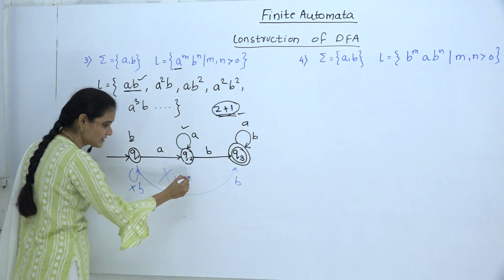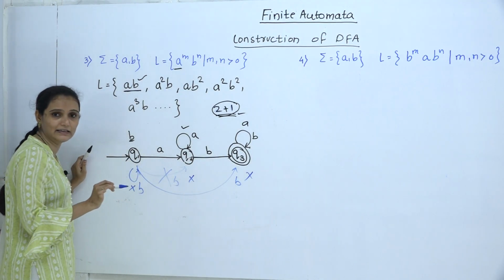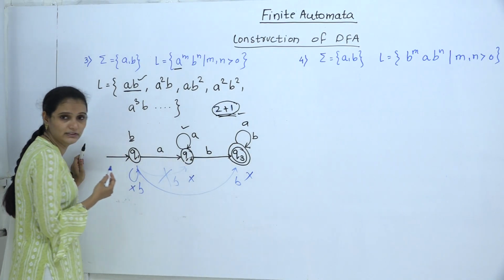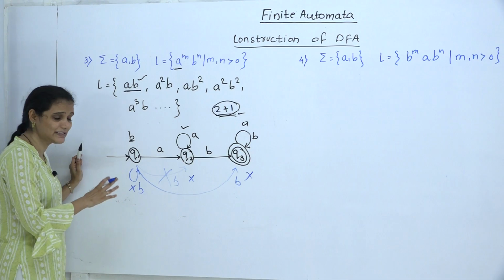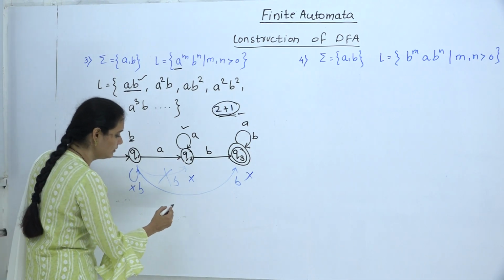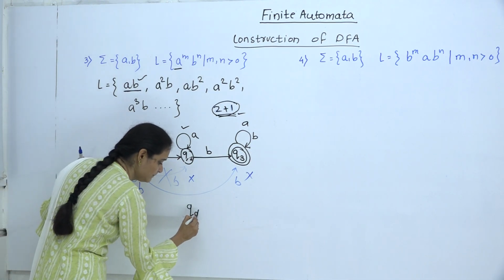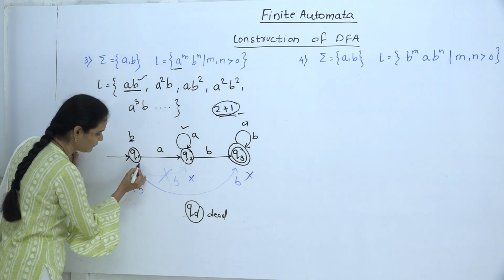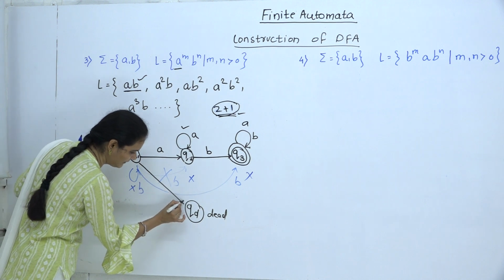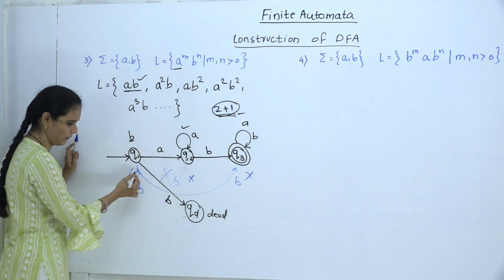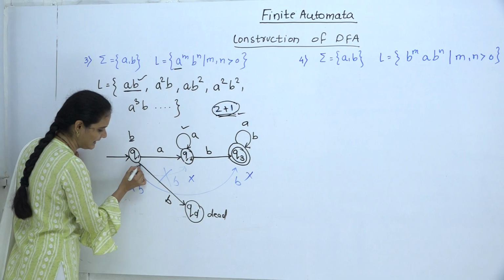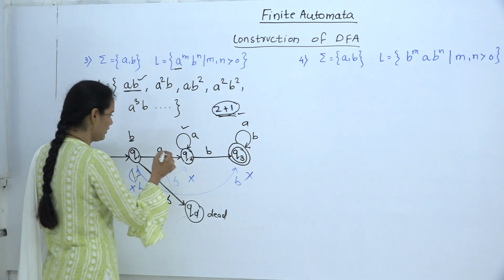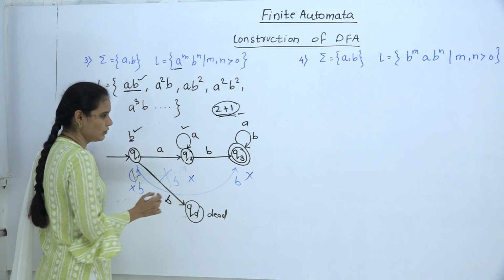Therefore, for all these three states, I can't include the transition of B from Q1 to any of them. So in that case, what are we going to do? We are going to consider the dead state. From Q1 I am giving the B to the dead state. All these are wrong. Directly I am giving the B to the dead state. Okay. Now that transition is over.